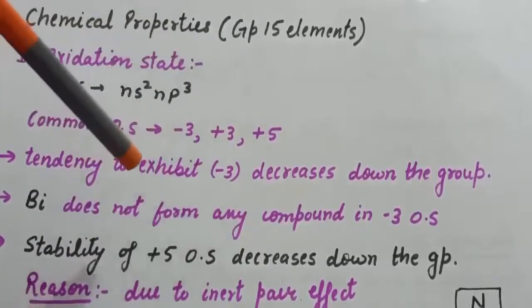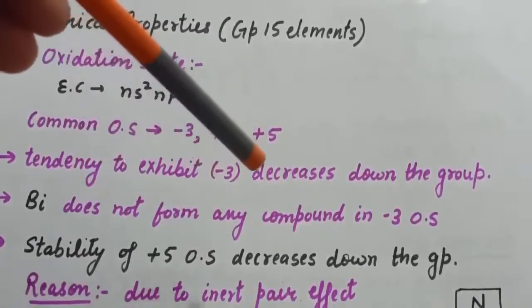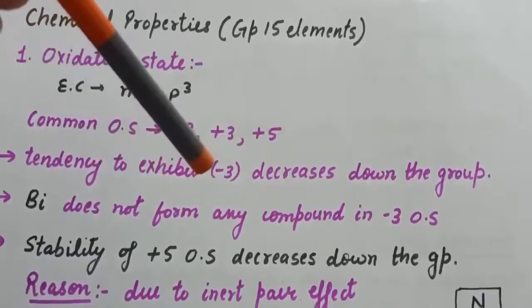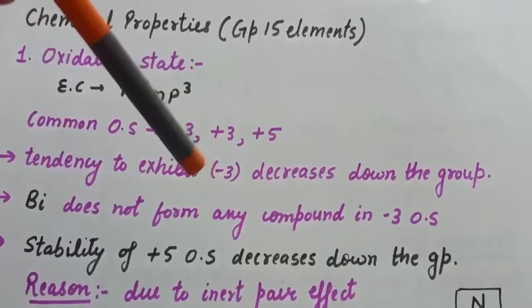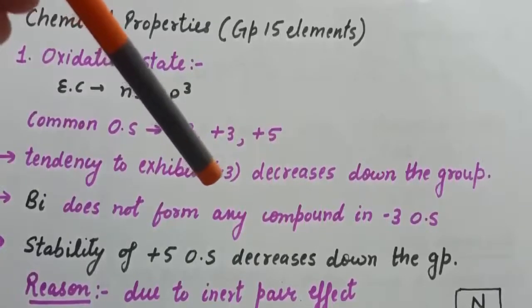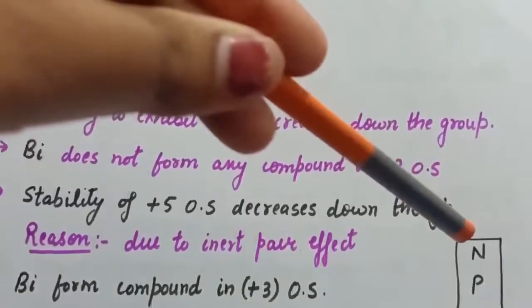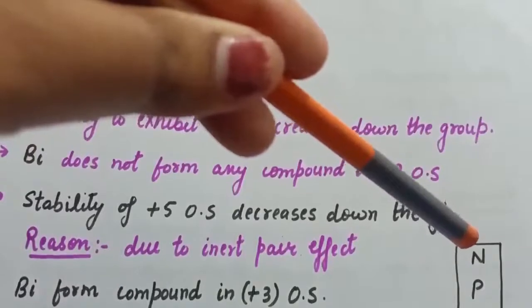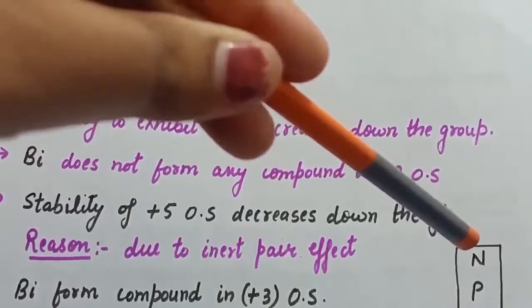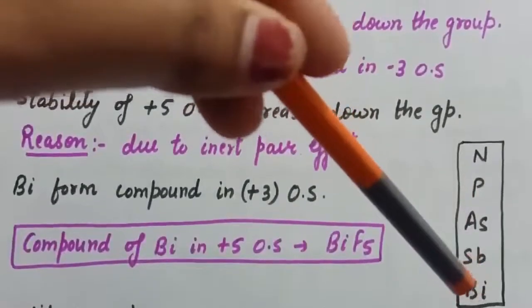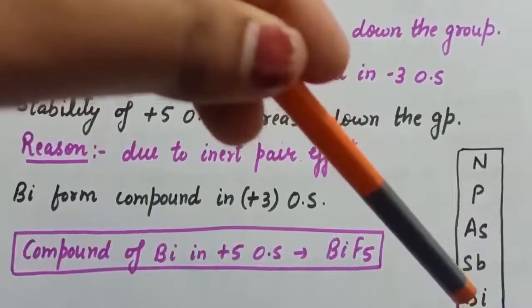The tendency to exhibit -3 oxidation state decreases down the group, because as we move down the group, the metallic character increases. Therefore, gaining 3 electrons is difficult for the lower elements. So -3 oxidation state is shown by the upper elements, that is nitrogen, which can accept 3 electrons to attain noble gas configuration. Whereas the lower element, for example bismuth, hardly forms any compound in -3 oxidation state.